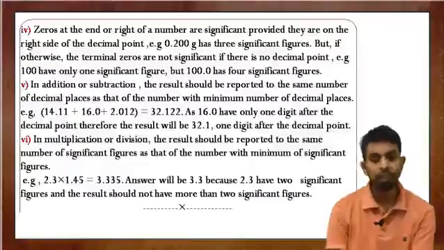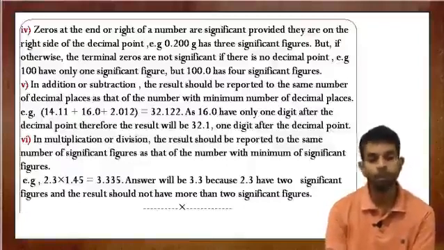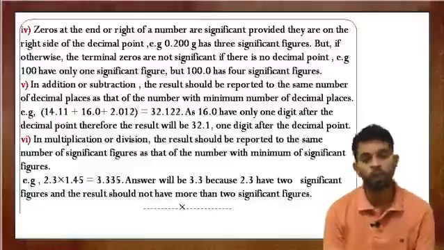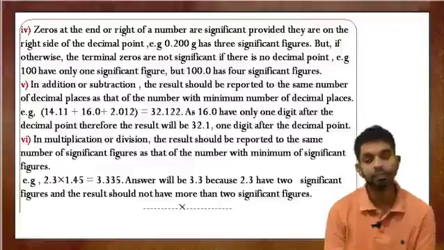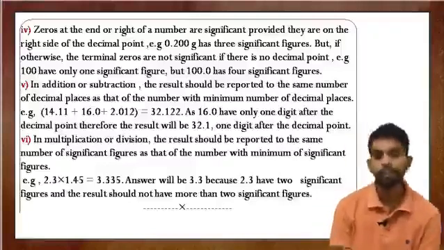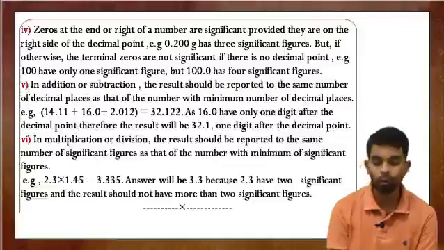Next, zeros at the end or right of the number are significant provided they are on the right side of the decimal point. For example, 0.200 gram has 3 significant figures, but otherwise the terminal zeros are not significant. If there is no decimal point, for example 100, in this case the number of significant figures is 1, but 100.00 has 5 significant figures.